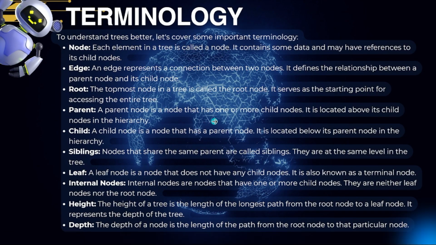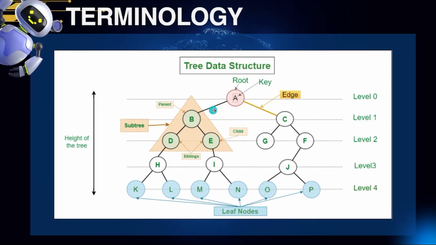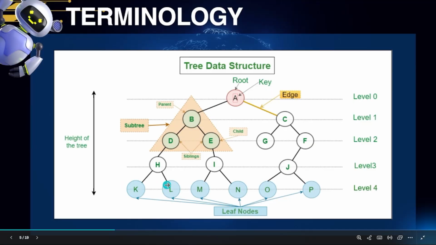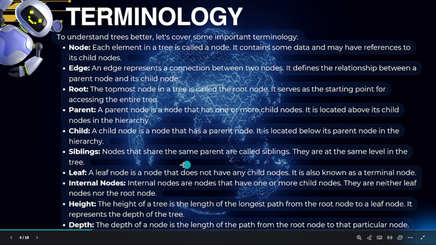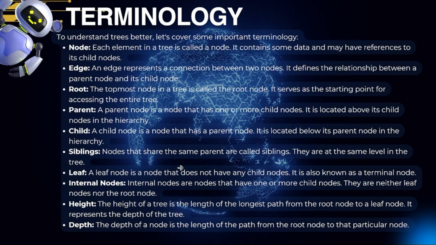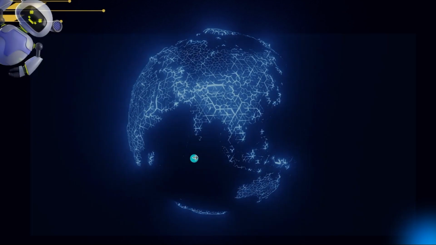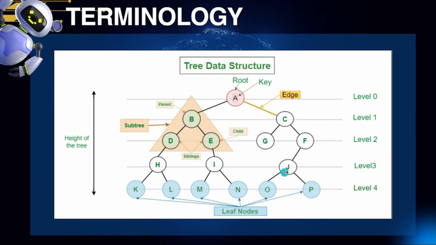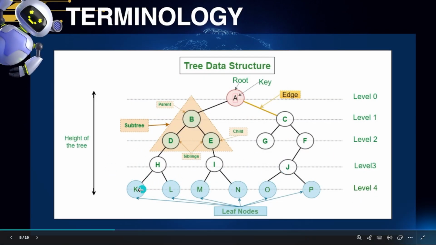So, leaf node is a node that does not have any child node. It is also known as a terminal node. So, ang leaf node is wala na child, meaning this one. So, ang pinaka-end mao na siya ang leaf node. Then, internal nodes are nodes that have one or more children nodes. They are neither leaf nodes nor the root node. So, internal nodes should be somewhere here, but we don't have one. So, if naay kaning ana, mao na ang internal nodes kani.